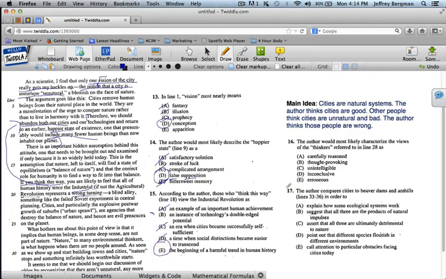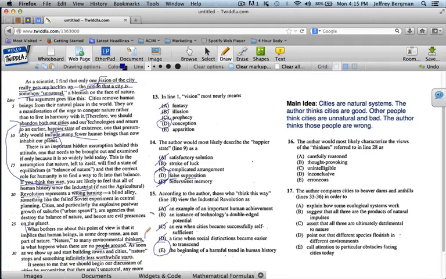Question 15. The author would most likely characterize the views of the thinkers referred to in line 28. Let's take a look. What bothers me about this point of view, we'll start here, is it implies that human beings in some deep sense are not part of nature. Nature, to many environmental thinkers, is what happens when there are no people around. As soon as we show up and start building towns and cities, nature stops and something infinitely less worthwhile starts.